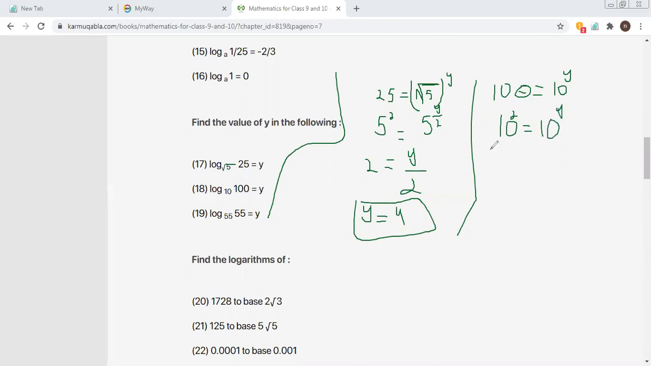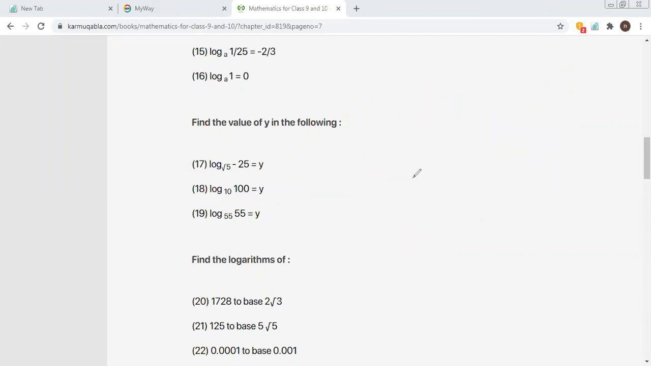So we can compare the powers. y is equal to 10 power 2, so y is equal to 2. Okay, class. Any confusion? Yes, miss. Okay. No. Then come toward question number 19, which is homework. Very easy exercise, class. There is no need for difficulty.